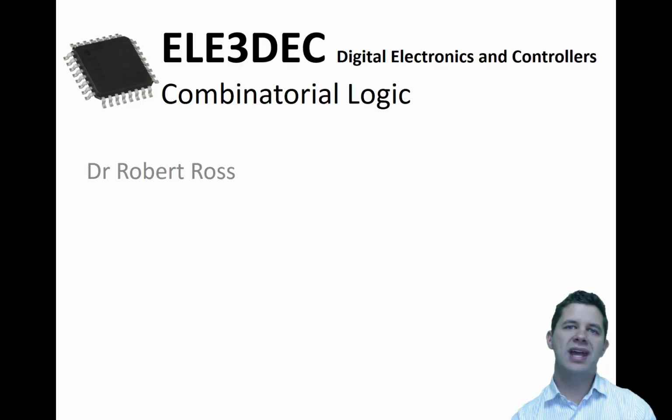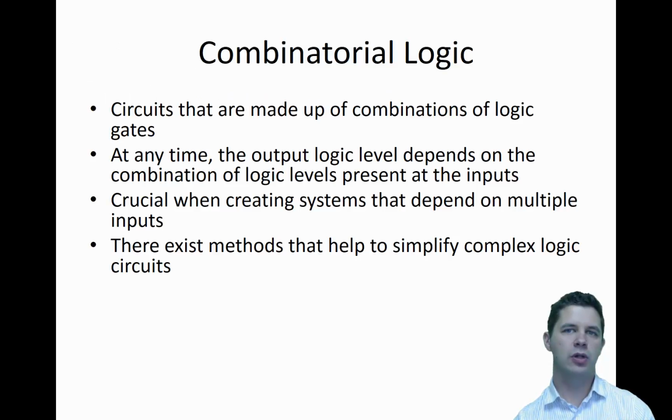Let's have a bit more of a look at combinatorial logic and how we use Boolean algebra within combinatorial logic. Essentially, circuits are made up of combinations of different logic gates, and at any time we know that the expression of the output is dependent on the expression of all the inputs to that logical circuit. And it's really crucial for us to know what all those inputs are to generate a particular output.